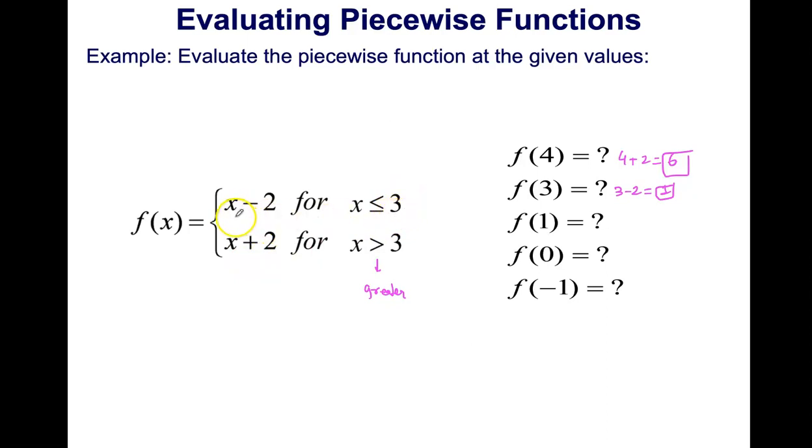So I will just substitute 1 over here. It will look like this: 1 minus 2. It is my negative 1. That's my answer. Now f of 0, we cannot use this function. We'll use this. So instead of x, it will change to 0.